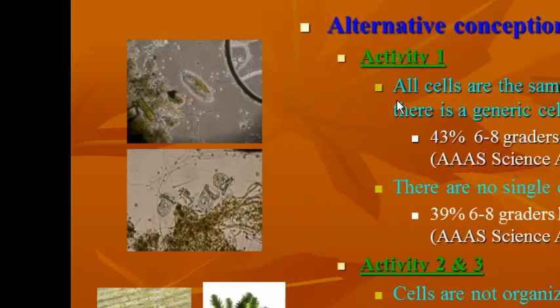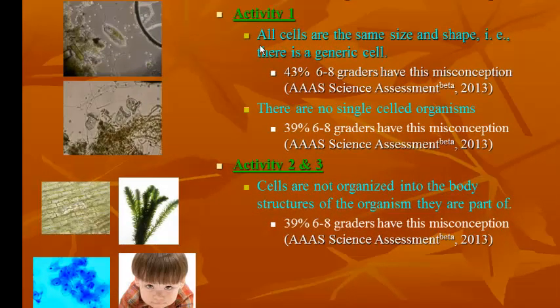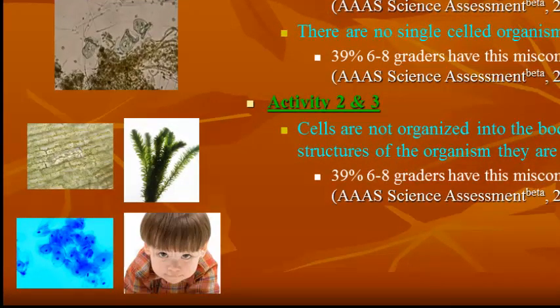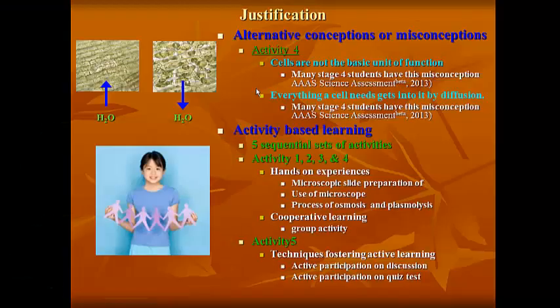39% of 6 to 8 graders have the misconception that cells are not organized into body structures of the organism they are part of. But in Activity 2 and 3, students have seen their own cheek cells are organized into body structures. Students have also seen that Elodea leaf cells are organized into body structures of the Elodea plant. Many Stage 4 students have the misconception that cells are not the basic unit of function. They tend to think of cells as the stuff that makes up living organisms.